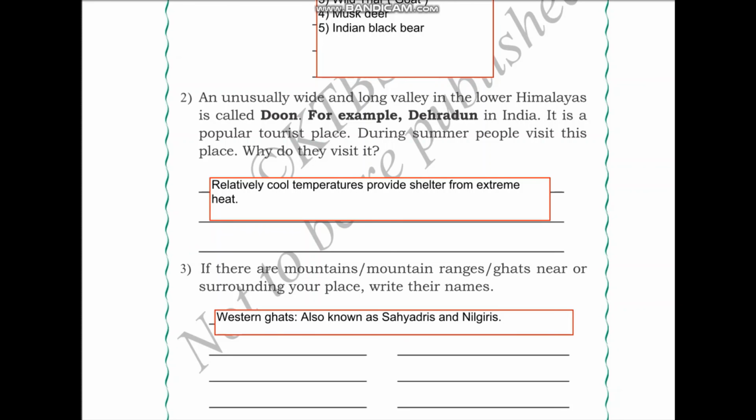So, this is because during summer, the temperatures would be very hot. However, in long valleys that are close to the lower Himalayas, the temperature will lower as the night falls. Okay? And the relatively cooler temperature provides shelter from the extreme heat. This is why it is a very popular place during summer.